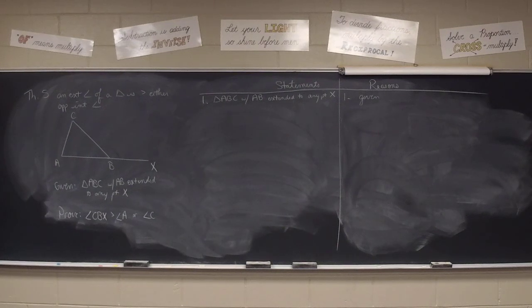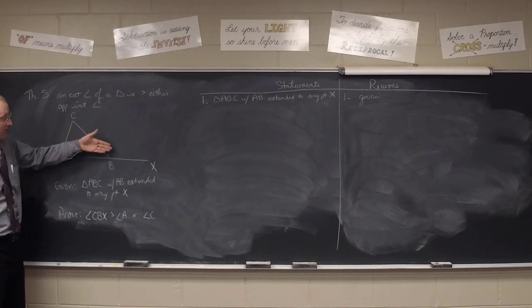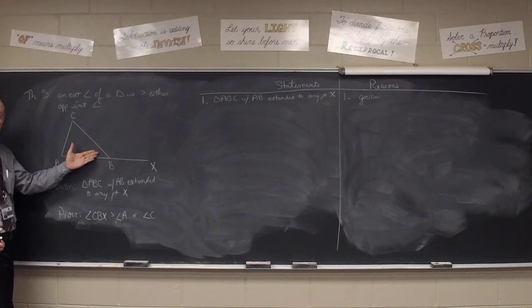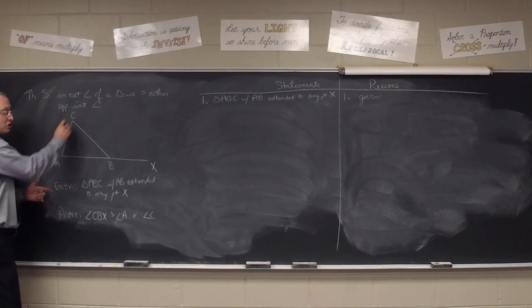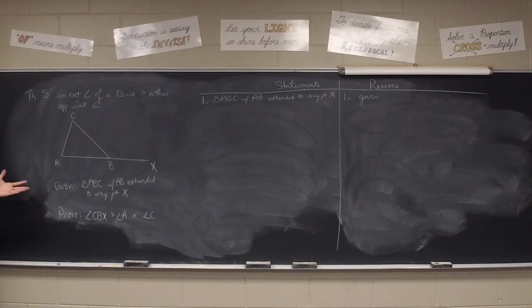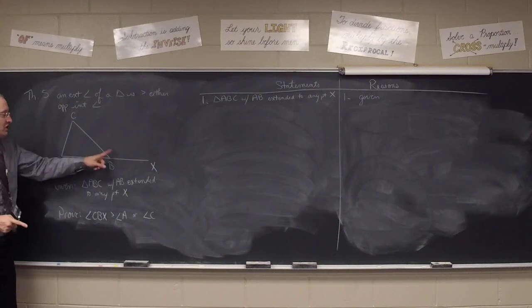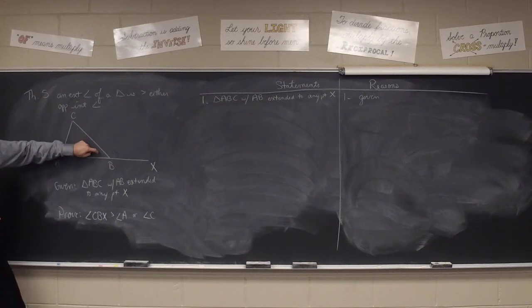But what would the something be? I mean, angle B, perhaps? That would make sense, right? If this is greater than angle B, and angle B is bigger than either of these two, then this is bigger, correct? Can I prove that an exterior angle is always bigger than the adjacent interior?